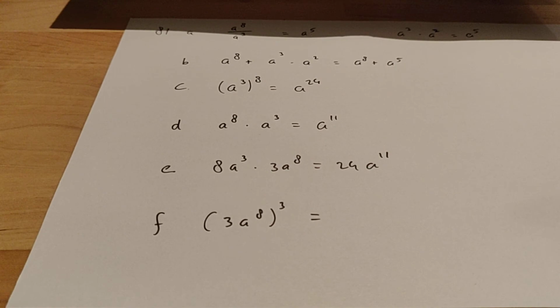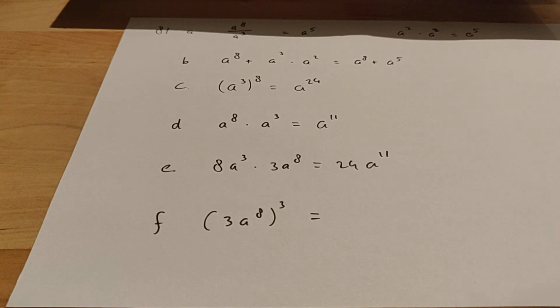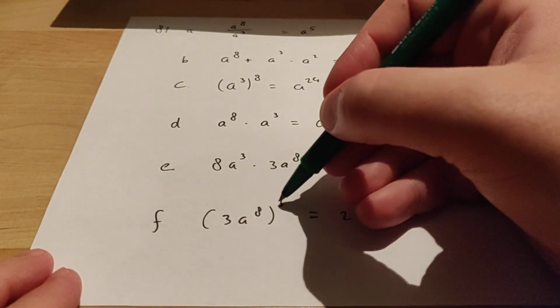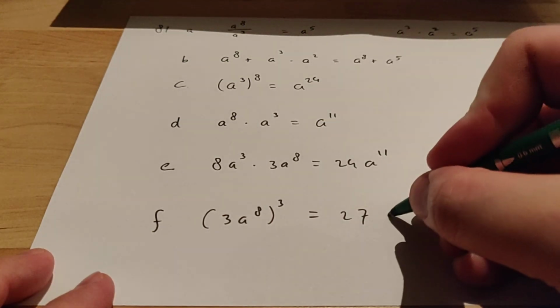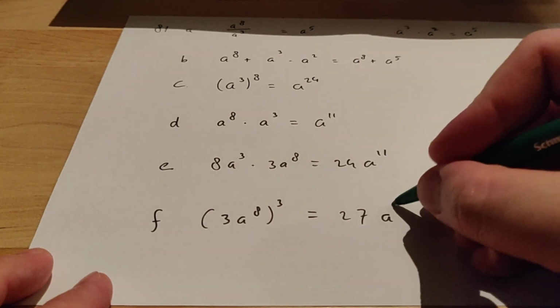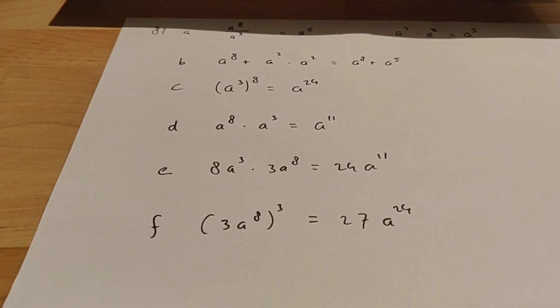Then we go to 81f. Here we have some things in brackets. We have to do 3 to the power of 3. So 3 times 3 times 3 is 27. And then you have to do 8 to the power of 8 to the power of 3. So that will be 8 to the power of 3 times 8, which is 24. So this is the answer, 27, 8 to the power of 24.